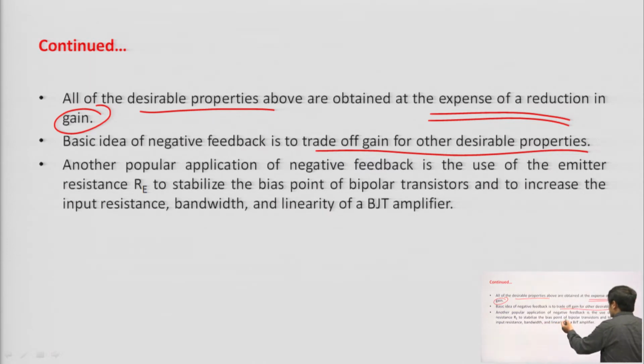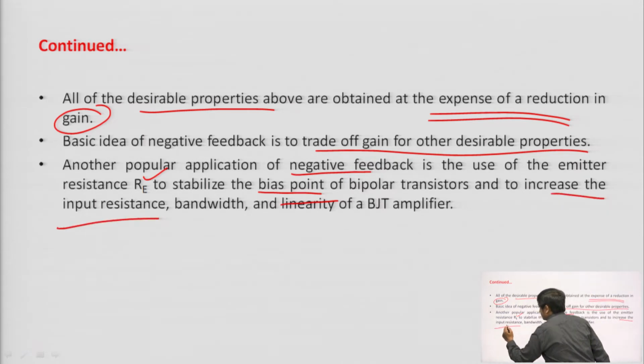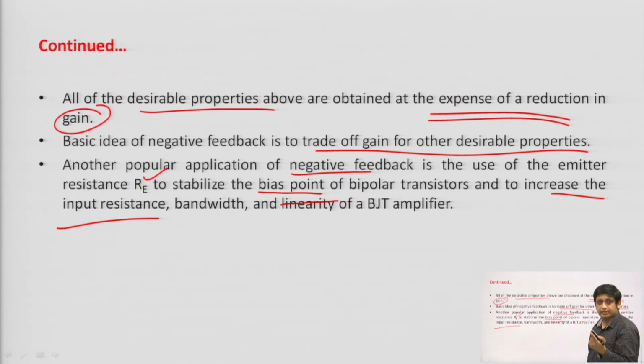And as for applications of negative feedback, I have already discussed that emitter resistance stabilizes the bias point of the bipolar transistor. Also, negative feedback increases the input resistance. I had discussed in unit 1, in the derivation for the common emitter amplifier, that with the help of this RE resistor the input resistance is enhanced. Now we will see how the bandwidth is improved and how the linearity is improved with the help of negative feedback in this class.